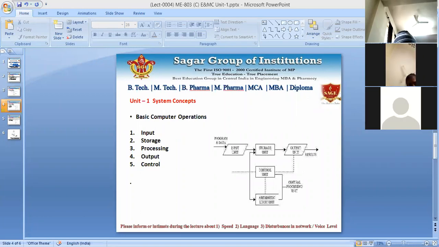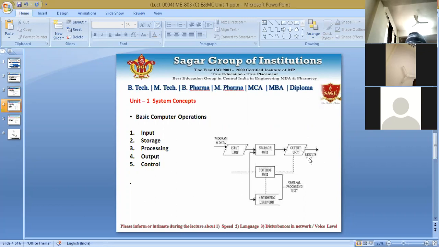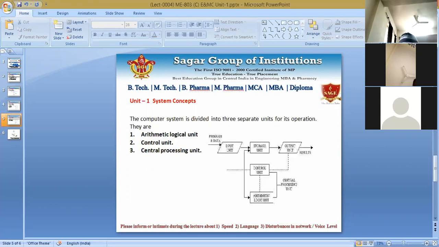Now, say in order to carry out the operations mentioned in the previous section, the computer allocates the task between its various functional units. Now, the computer has some major functional units. What are those? It is divided into three separate sections or functional units for its operation. The first one is the arithmetic logic unit, the next one is the control unit, and the third one is the central processing unit. So these were the three I was talking about. Now we will study those.